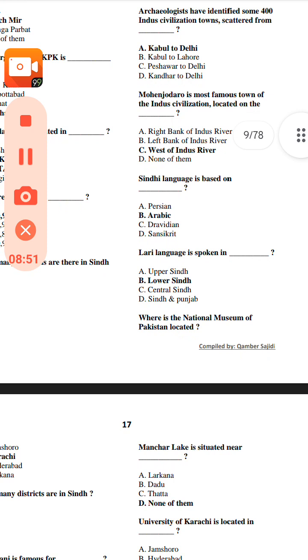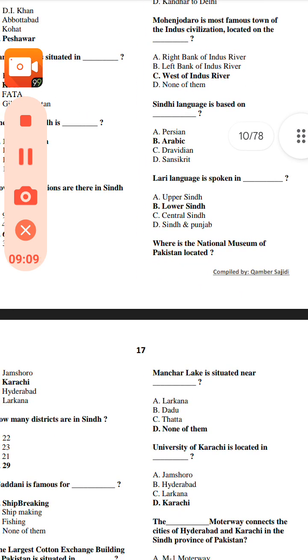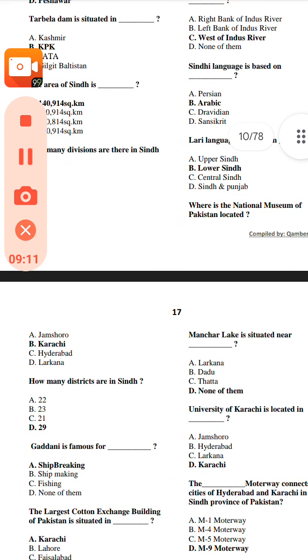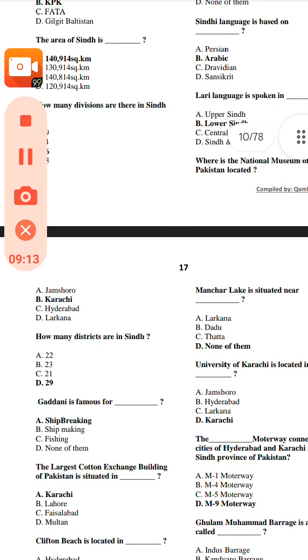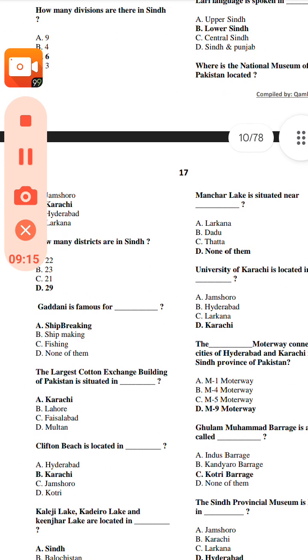Archaeologists have identified some 400 Indus civilization towns scattered from Kabul to Delhi. Mohenjo-daro is the most famous town of the Indus Valley civilization, located west of the Indus River. The Sindhi language is based on Arabic. The Lari language is spoken in Lower Sindh. The National Museum of Pakistan is located in Karachi. How many districts are in Sindh? 29.